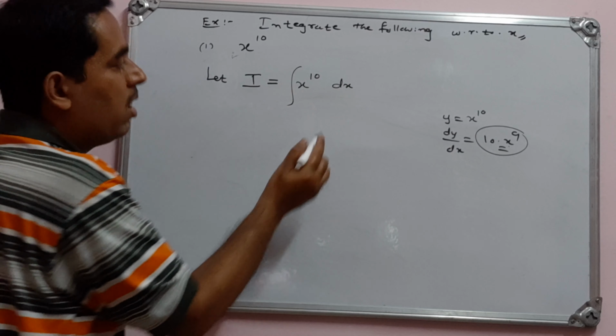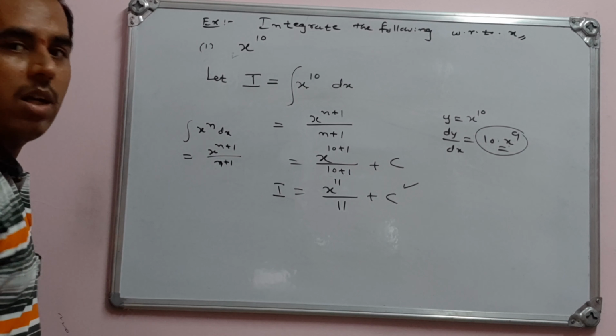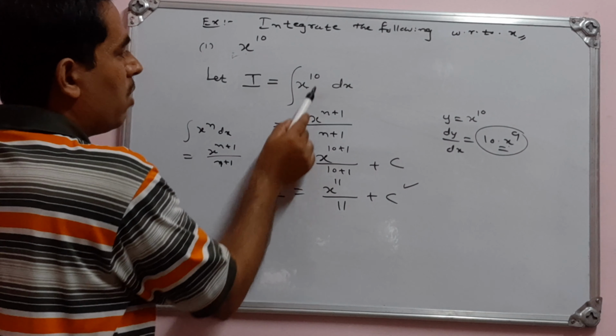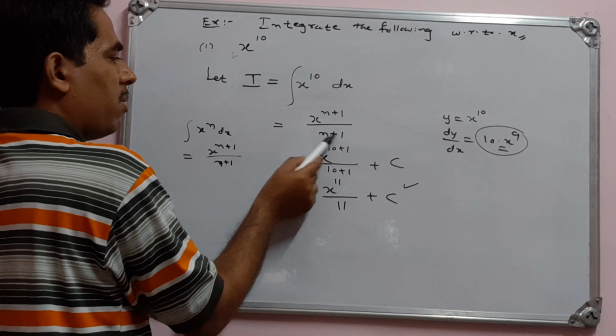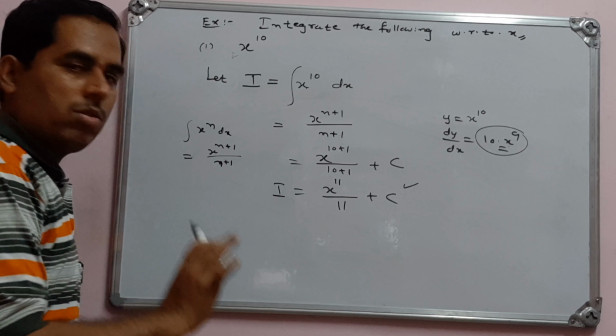Don't forget to write plus C. So x to the power of 11 divided by 10 plus 1, which is 11. This is the integral of the function x to the power of 10. That is x to the power of 11 divided by 11: one more than n, n plus 1 divided by n plus 1. So the problem is over.